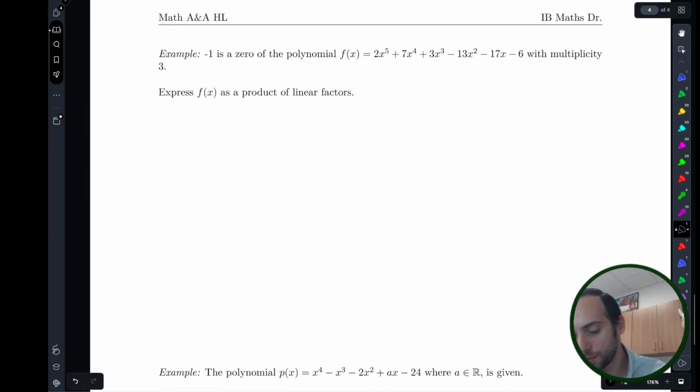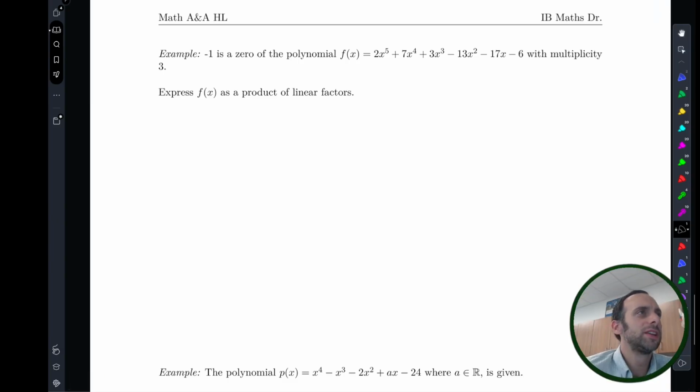So let's do some more polynomial work here. We're told that negative 1 is a 0 of this degree 5 polynomial called a quintic, and that 0 has multiplicity 3. So if we're keeping track of the roots of this polynomial, we know there should be 5 of them. We know that 3 of them will be negative 1, so we're actually only looking for 2 more roots here.